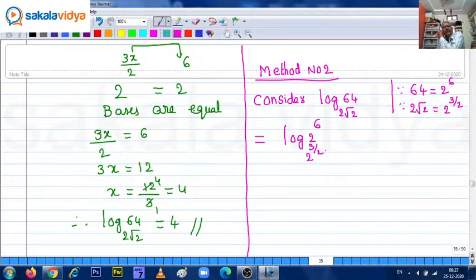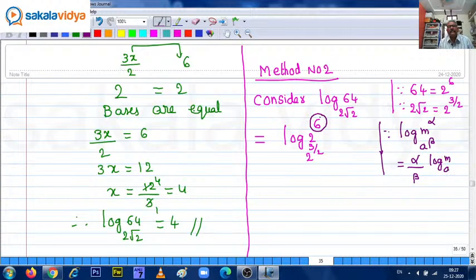Okay. So we have one important formula. I will give it. Log m to the power of alpha to the base a to the power of beta, we can write as alpha by beta log m to the base a. Here alpha means 6, beta means 3 by 2. So this we can write 6 divided by 3 by 2 into log 2 base 2. Log 2 base 2 is 1 only.